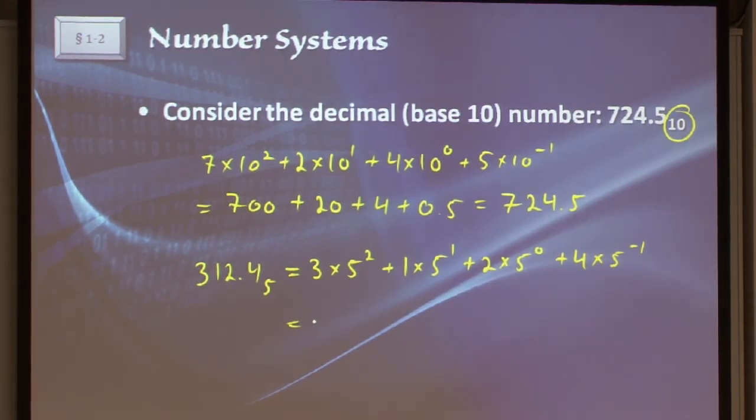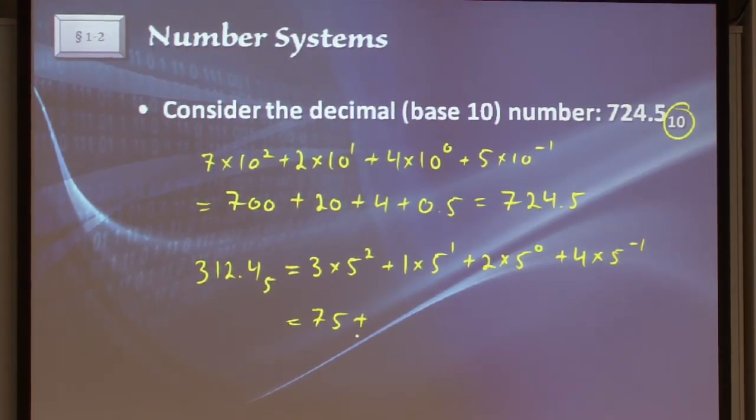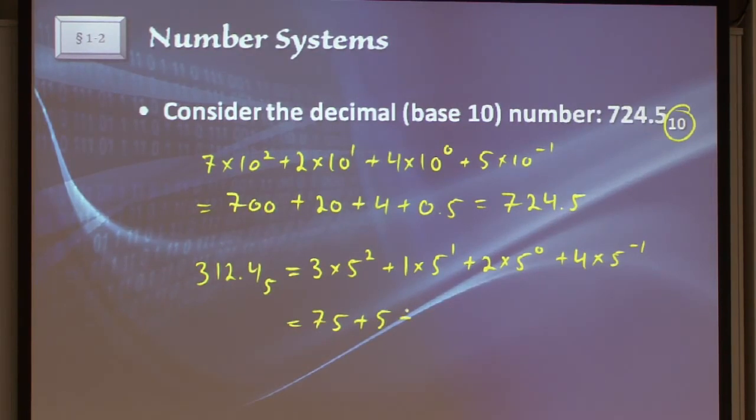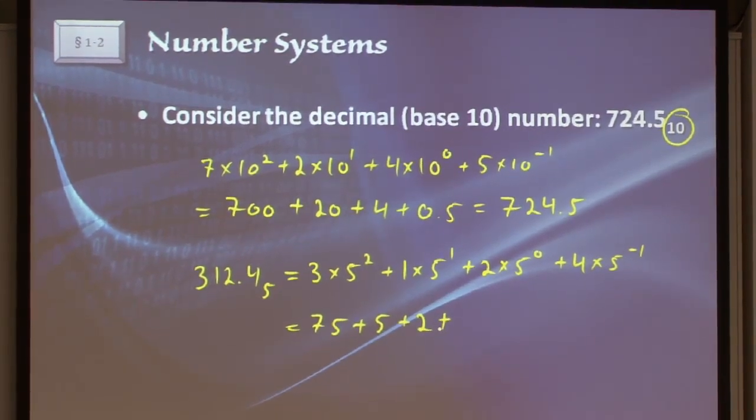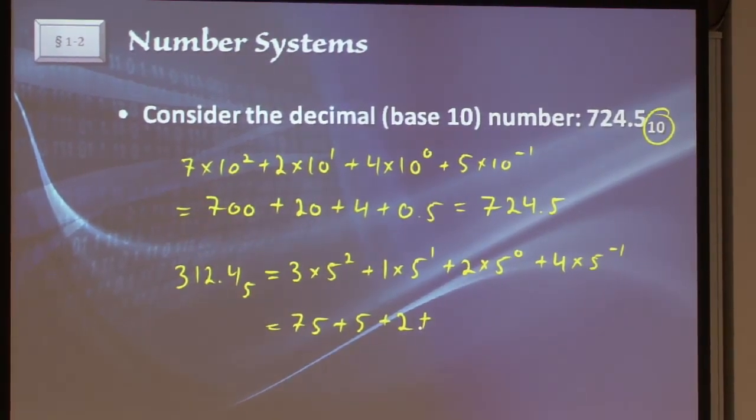5 to the power of 2 is 25, times 3 is 75, plus 1 times 5 is 5, plus 5 to the power of 0 is 1, times 2, so it's 2, plus what's 5 to the power of minus 1?